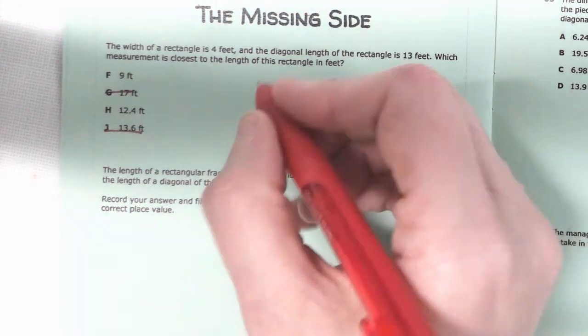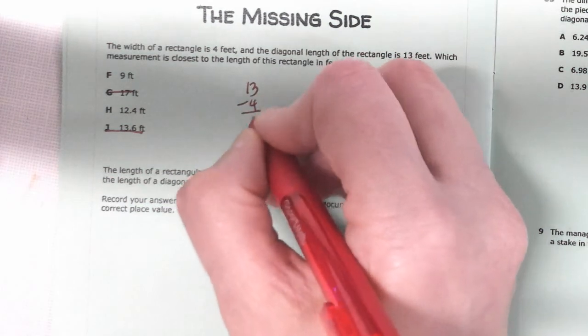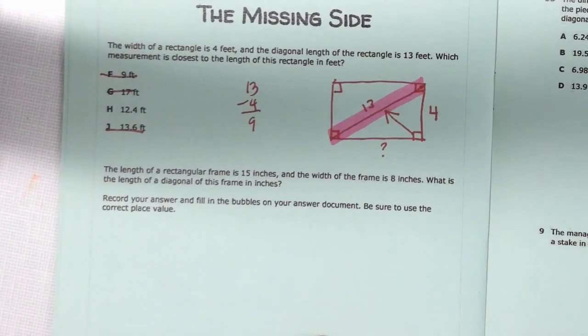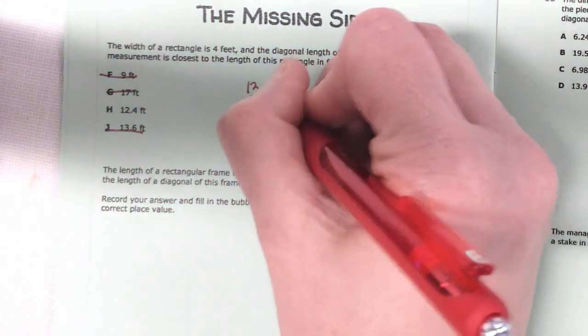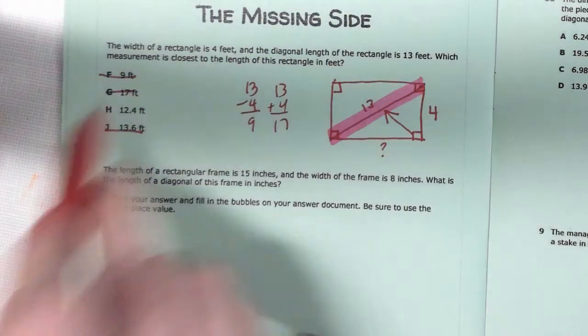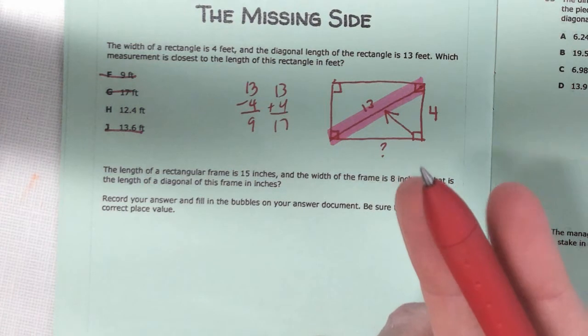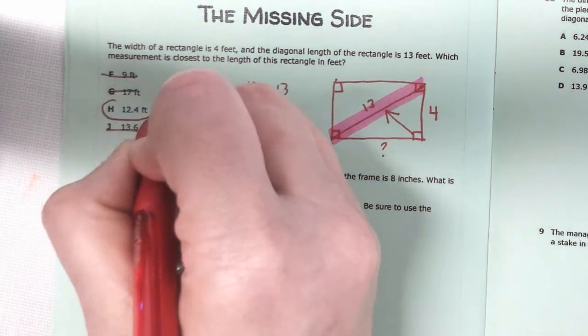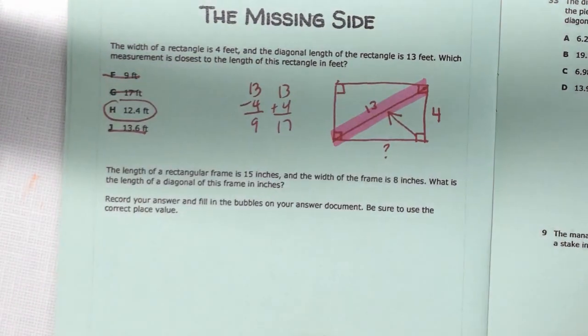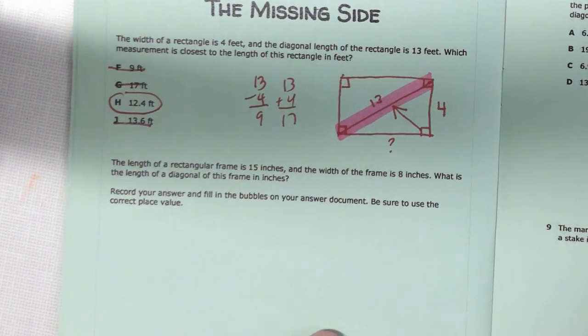So 13 minus 4 is what? Cross it off. It's wrong. 13 plus 4 is 17, and we already crossed that. There's only one answer left. Did I even have to bust out the Pythagorean theorem? No, I just had to draw a picture.